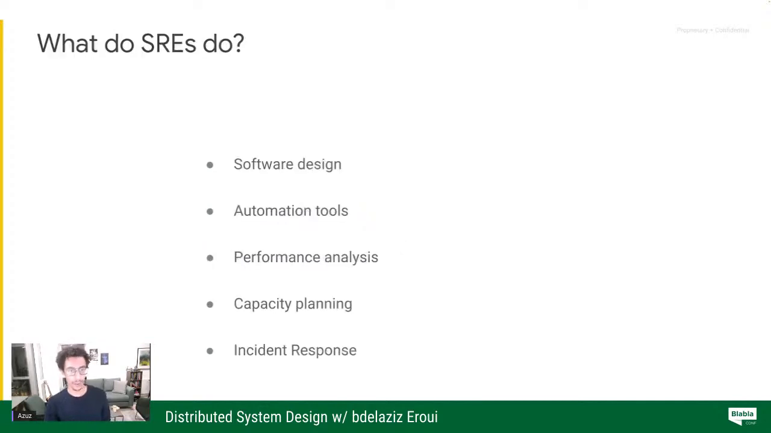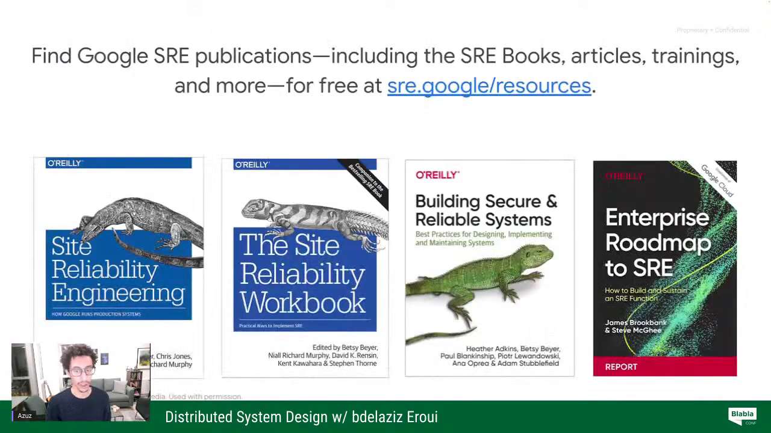So in general, we do software design, automation tools, performance analysis, and capacity planning. The service is going to get X traffic. You want to be able to handle that and to envision it before. And the incident response, which is basically being on call.